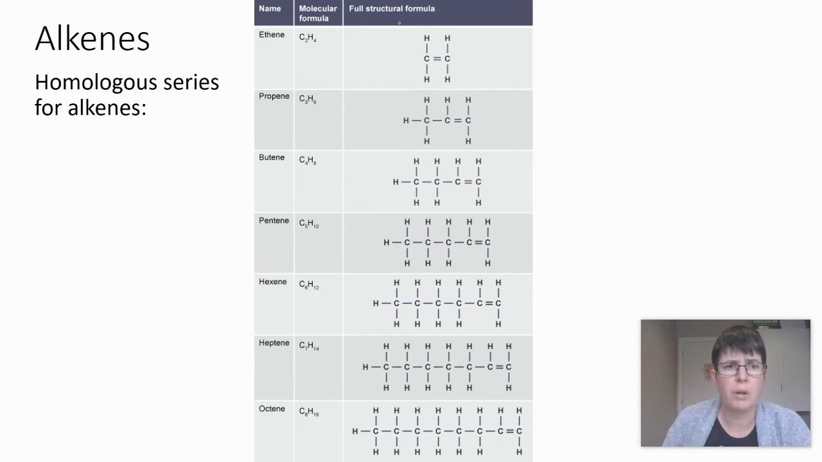Okay, so this is the homologous series for alkenes. The smallest alkene is ethene, and that's because you need 2 carbons to make a carbon-carbon double bond. So C2H4, and then 3 carbons is propene, 4 carbons butene, pentene, hex is our 6 carbons, heptene is 7 carbons, and octene is 8 carbons.